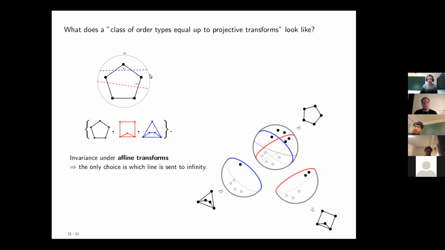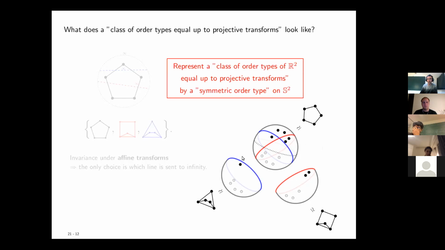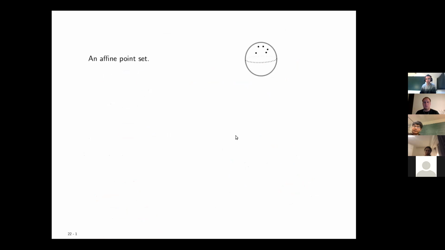So instead of thinking of one order type and all its projective transforms, we can actually think of a symmetric order type on the sphere and all the affine subsets it contains. When I speak of a symmetric order type on the sphere, what I have in mind is that orientations of triples of points are recast as the signs of the determinants of triples of vectors. So I can also define equivalence classes for point sets on the sphere, and all the terminology of order type carries over. I'm now going to only talk about this.